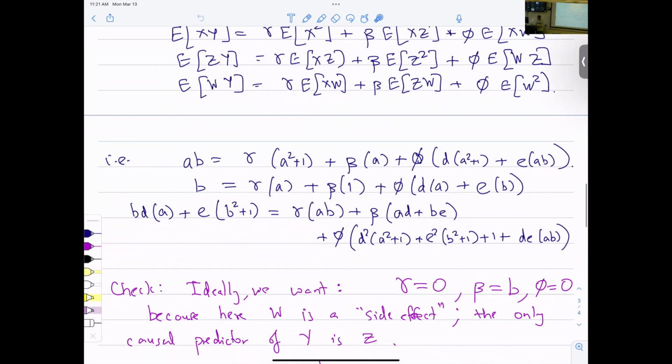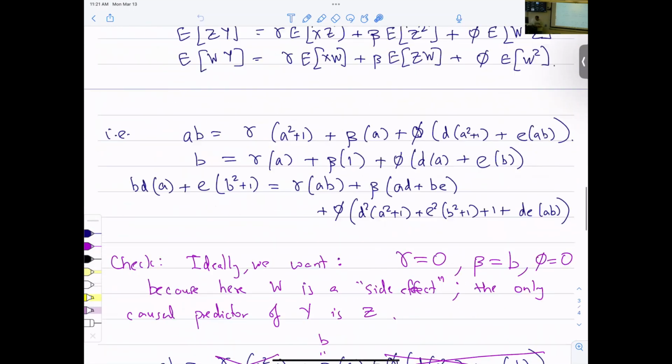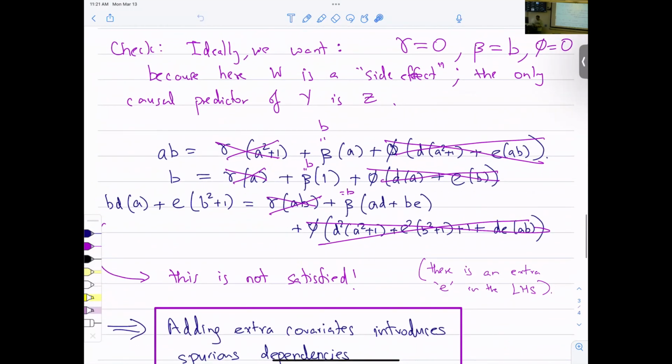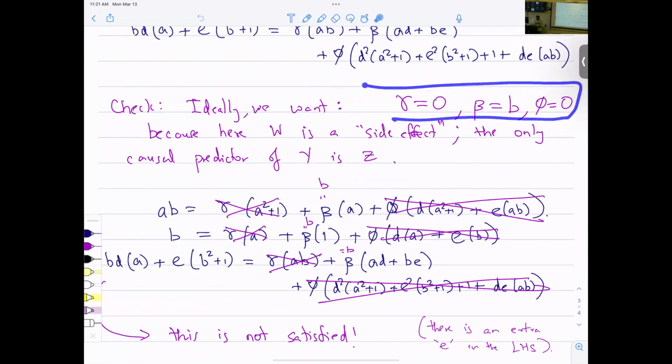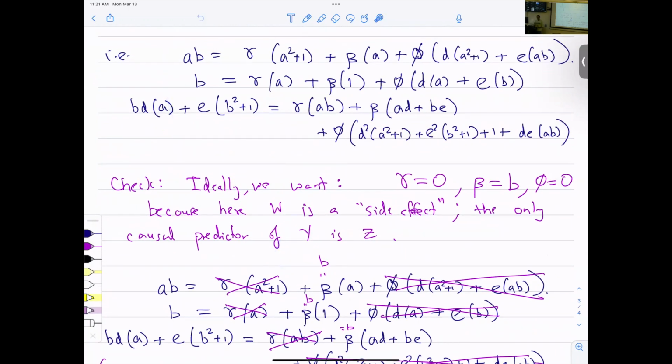But if you solve these three equations, ideally, what do we want? We want to get gamma is 0, beta is B, phi is 0. Meaning we want to say that Z hat is B times Y. That's all you want. We want this to be 0 and this to be 0. But that's not what we get. If this is what we wanted, and I substitute that into the set of equations, we'll see that these equations are not satisfied.